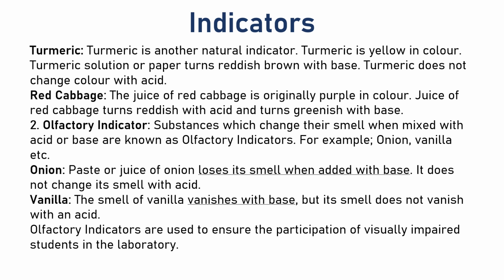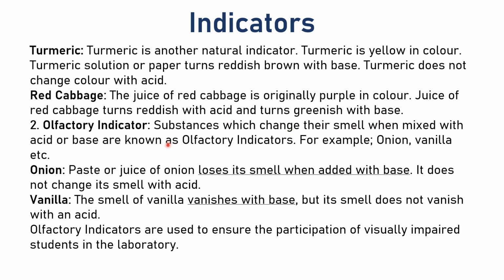Coming to the indicators, turmeric is another natural indicator. I have told you about this. Turmeric is yellow in color, and it turns reddish brown with base. I have discussed this with you. Turmeric doesn't change color with acid. Red cabbage juice is originally purple in color. Juice of red cabbage turns reddish with acid and greenish with base.